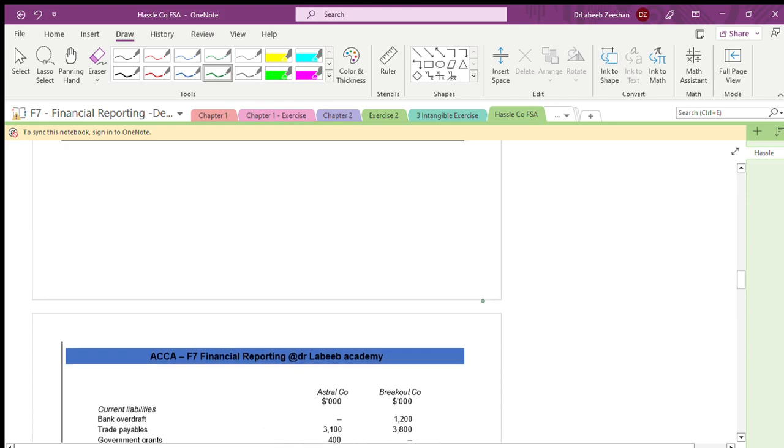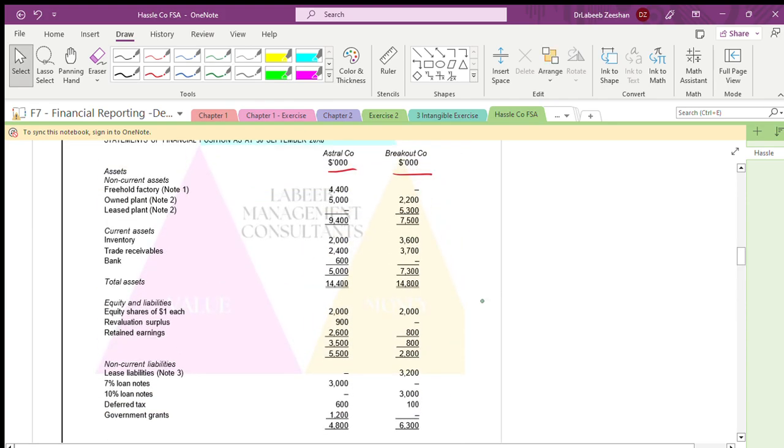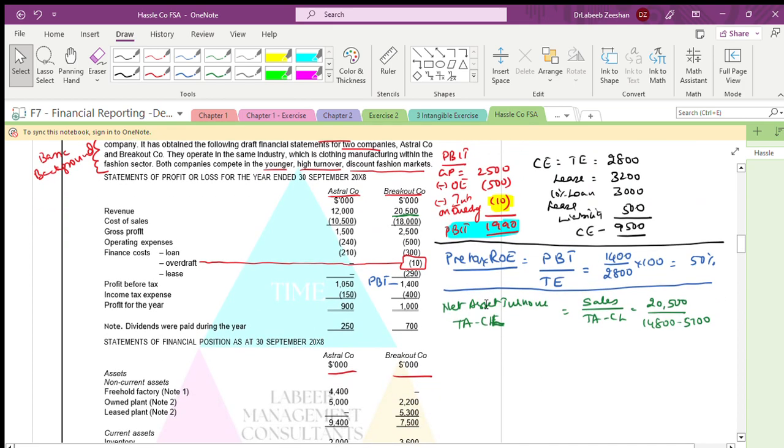5,700. Total assets are how much? Total assets are 14,800. It comes to how much? It comes to 20,500. 20,500 divided by 14,800 minus 5,700.